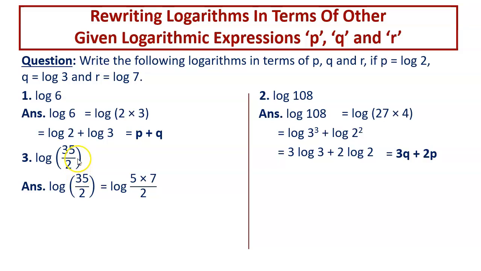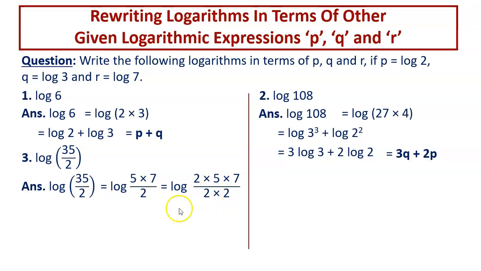Instead of 35 over 2, we can write 70 over 4. They are the same. But instead of 35 over 2, we cannot write 70 over 2. Okay? So, we write log of 2 times 5 times 7 over 2 times 2. And we combine these two. 2 times 5 will be 10 and this is 7. So, it is log of 10 times 7 over 4.